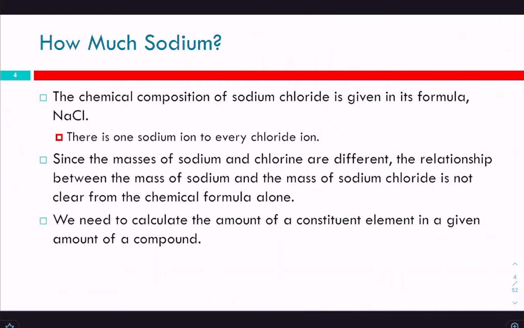So since the masses of sodium and chlorine are different, looking at the periodic table, chlorine is 35, sodium's 22. So even an individual sodium atom is going to be lighter than a chlorine atom. The mass of sodium and the mass of chlorine in sodium chloride is not clear from the formula alone. So we can't just say that half of all of the sodium chloride that we eat is sodium and the other half is chlorine. So you have to calculate the amount of a constituent element in a given amount of a compound.